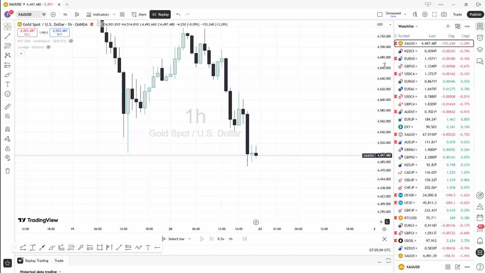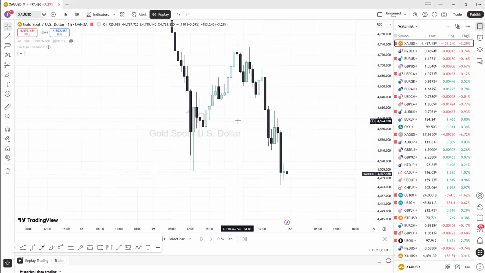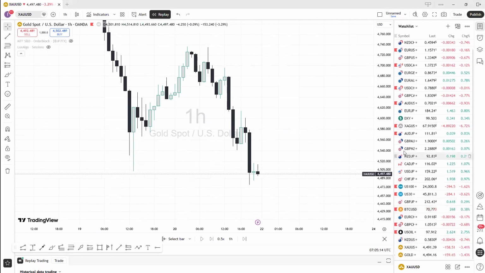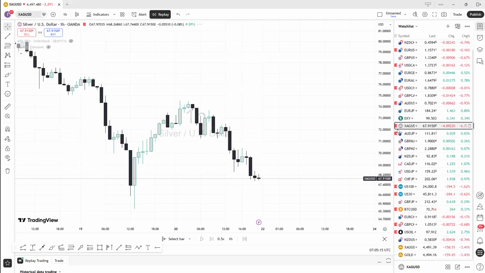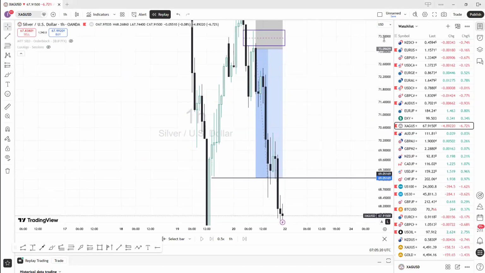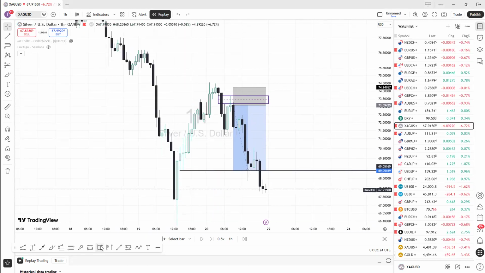So let's continue. Before we start the top-down analysis on Gold, let me show you one thing. Last week, we took a short position on silver. It is Friday. We took a short position on silver. It was this trade. Let me reanalyze it real quick.